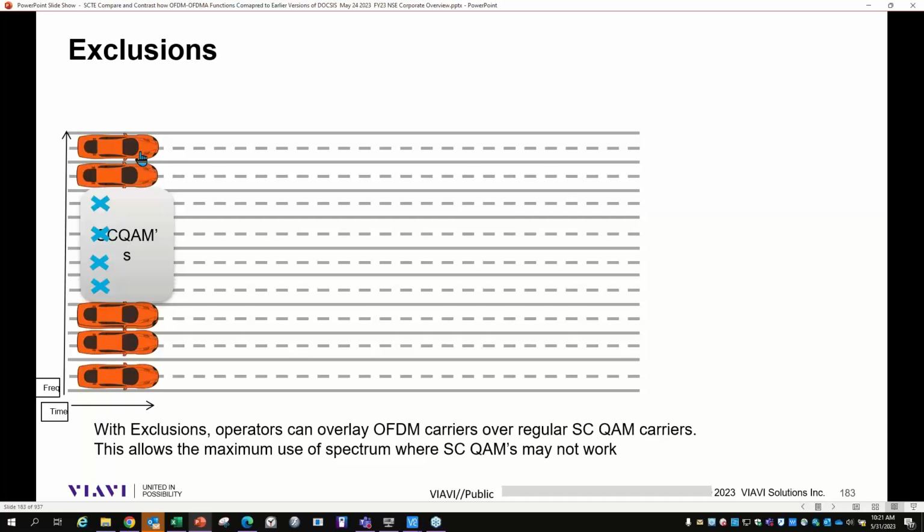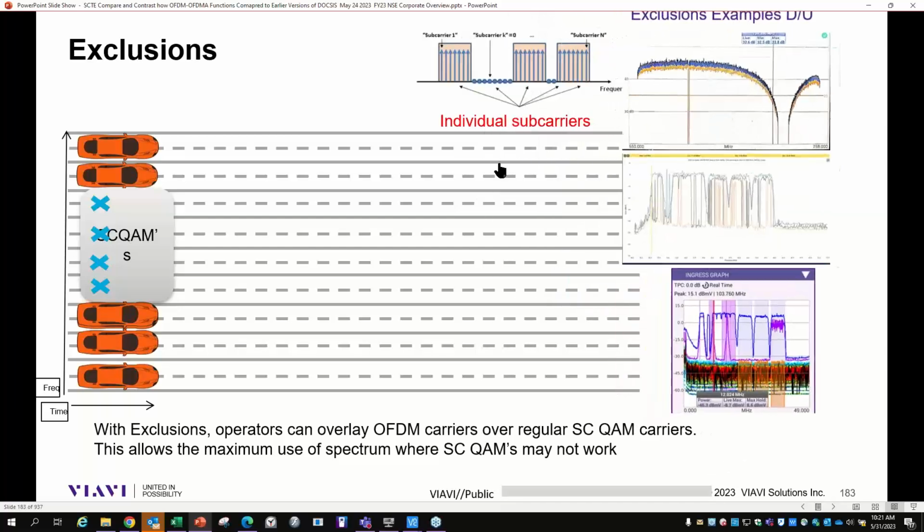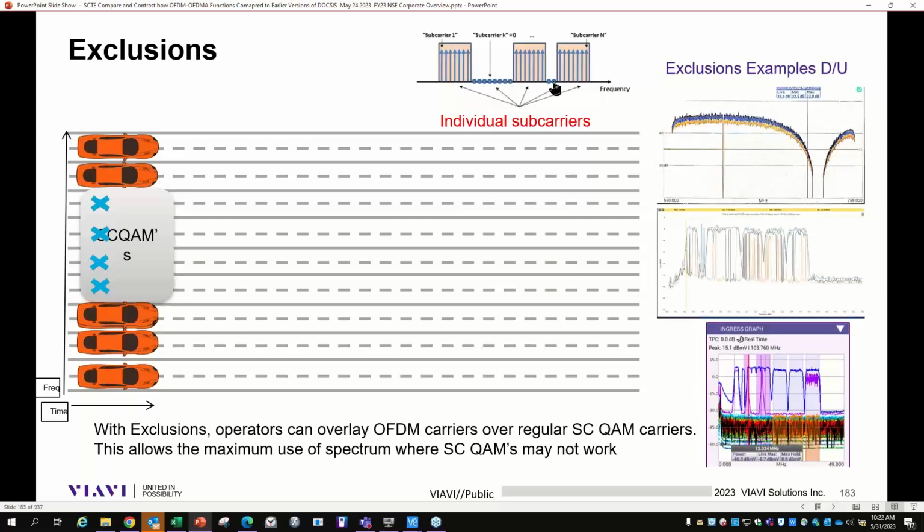So they can actually wrap an OFDM carrier around a single QAM carrier itself. And it can be a DOCSIS carrier, and it can be used for data bonding as well. Or it can be a digital video carrier itself, but it literally allows you to really wrap around the carrier itself. So exclusion zones are not uncommon to see, right? And the exclusion zones can vary in bandwidth.